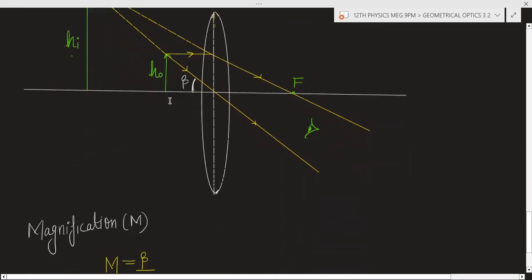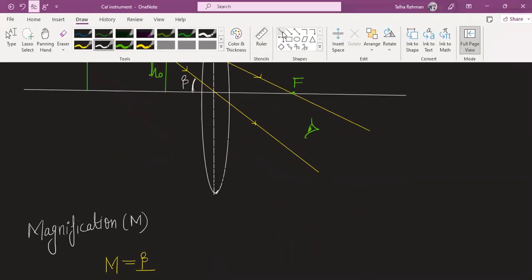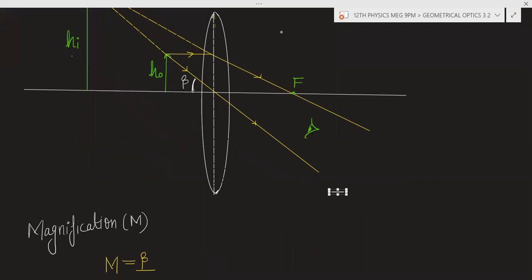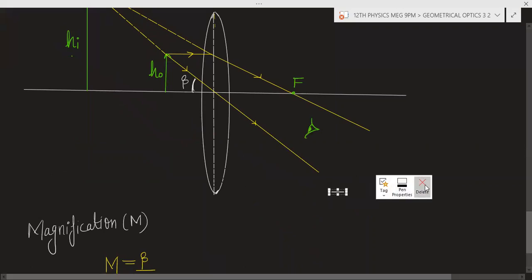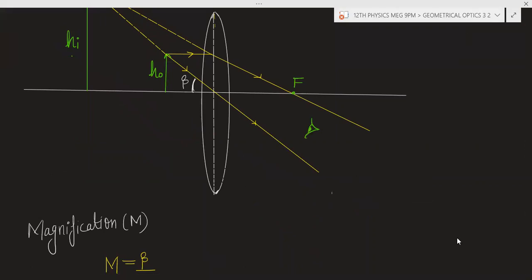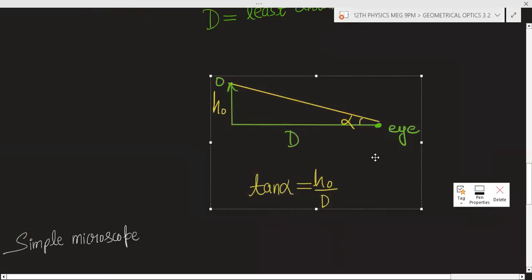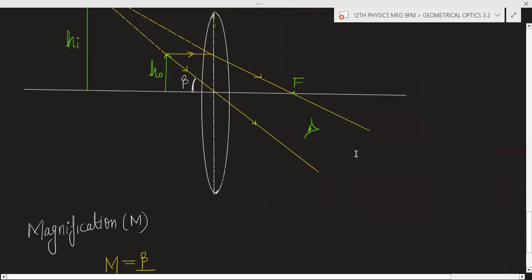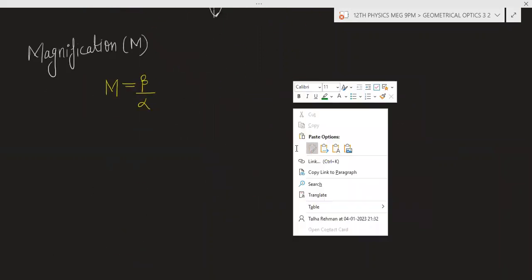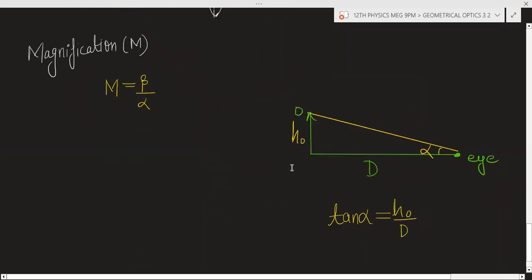Okay, and what is alpha? Alpha will always be like this. From there we can copy alpha. This will be like alpha. So alpha is the visual angle when the object is placed at D from the eye. So tan alpha will be HO by D.